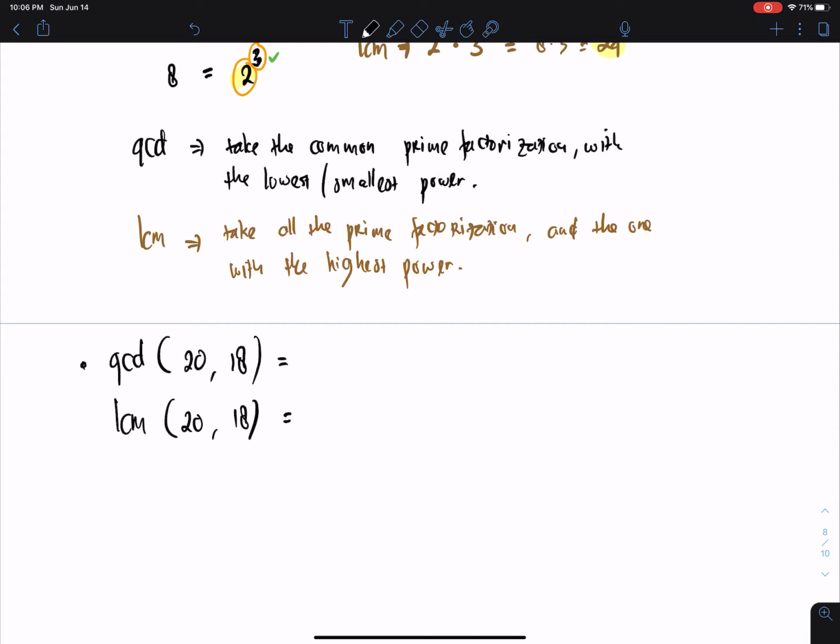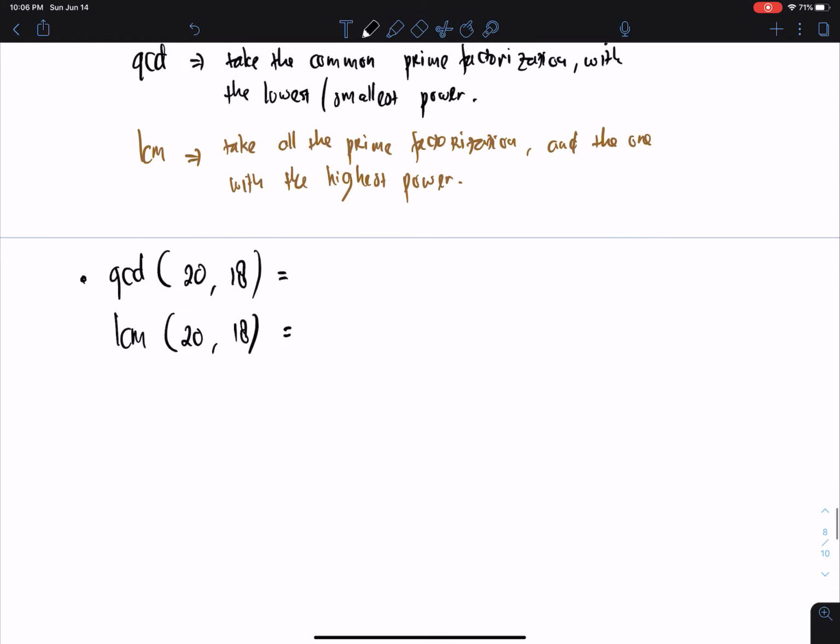Okay, so we find the prime factorization first for 20 and 18. For 20, that will be 20 is 4 times 5, so 4 will be 2 to the power of 2 times 5. While for 18, that will be 18 is 6 times 3, or 9 times 2. The 9 is 3 to the power of 2, so 2 times 3 to the power of 2.